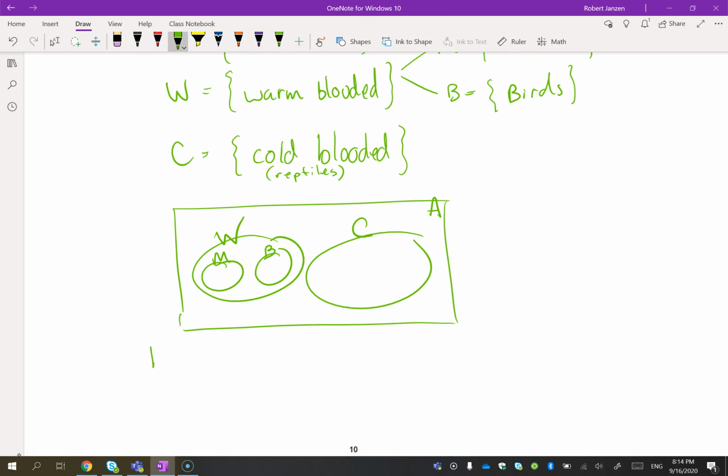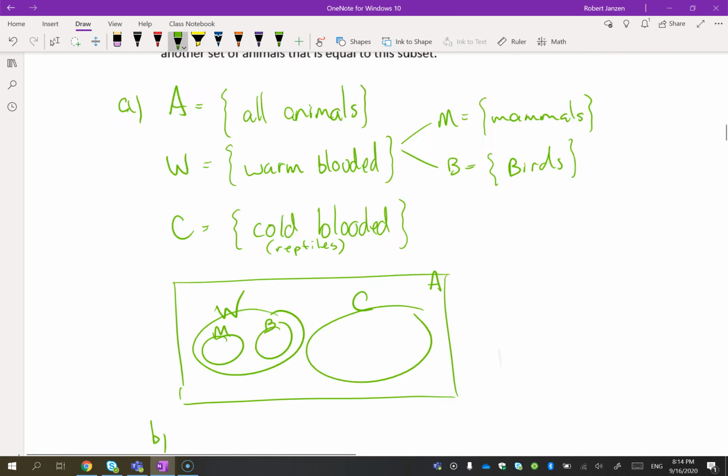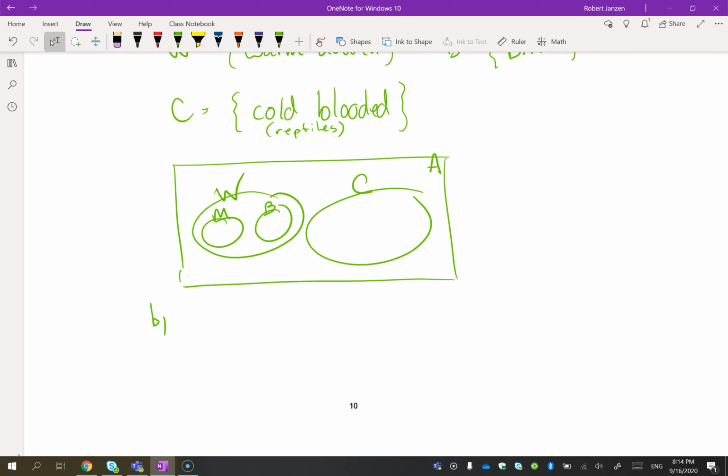Then it says, name any disjoint sets. Disjoint means they can't overlap. For example, the warm-blooded and cold-blooded, there's going to be no overlap there. They can't be both. The mammals and the birds, those are disjoint. Mammals and cold-blooded are disjoint. So are birds and cold-blooded. Nothing overlaps.